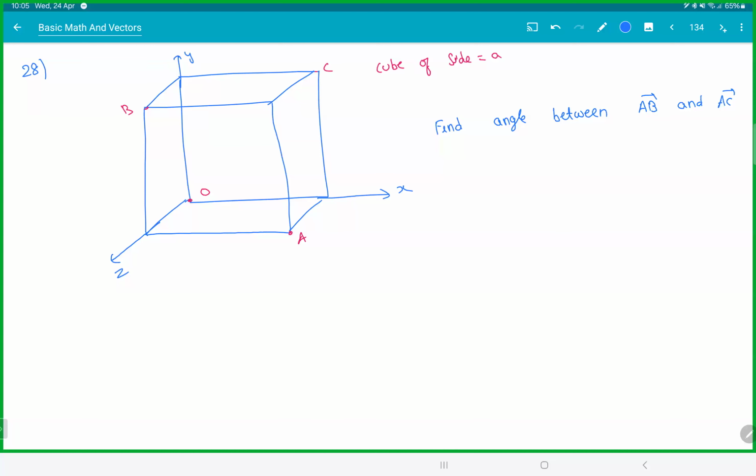Let's see. First, let's get the coordinates. Remember how I taught you how to get the coordinates? If this is origin, to go to A, you'll travel along x-axis and along z-axis, so you become A comma 0 comma A. If you want to go to B, I'll go up and then this way, so it is 0 comma A comma A. Whichever direction you travel, only that coordinate will change. The other coordinates won't get affected. If you want to go to C, that would be A comma 0.